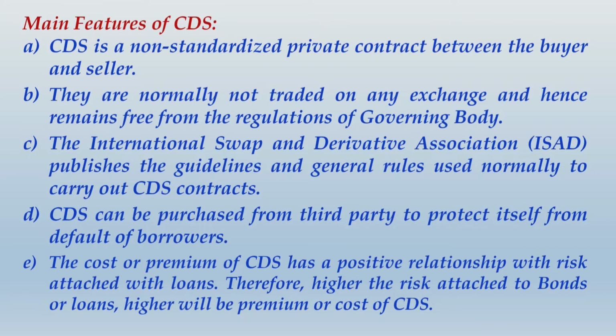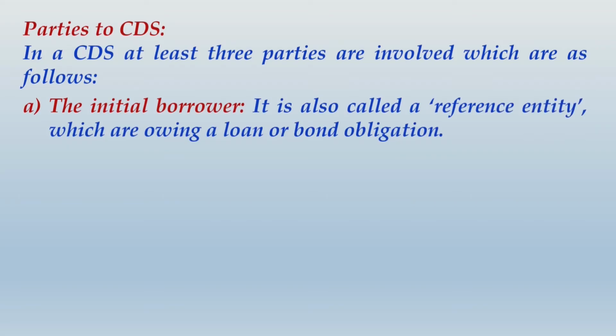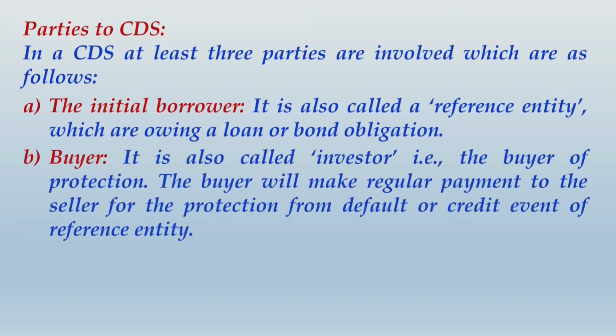Now let us talk about the parties involved in a credit default swap. In a CDS, at least 3 parties are involved, which are as follows. The initial borrower, also called a reference entity, which owes a loan or bond obligation. Then the next one is the buyer, also called the investor, that is the buyer of protection. The buyer will make regular payments to the seller for protection from default or credit event of the reference entity.